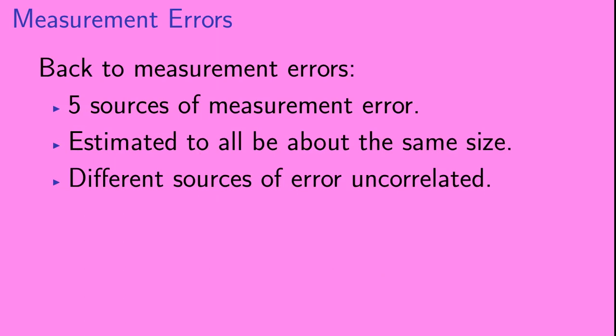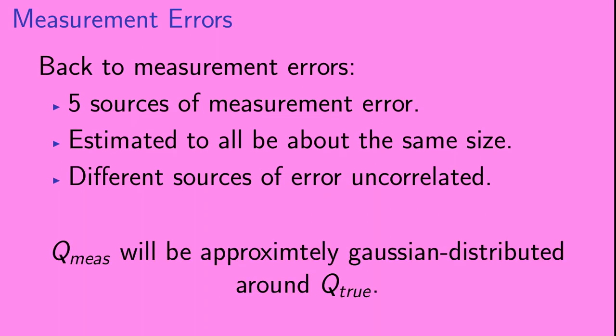Okay, so back to measurement errors. We have 5 sources of measurement error, and we estimated them to be all about the same size. And the different sources of error are uncorrelated. So, Q measured will be approximately Gaussian distributed around Q true.